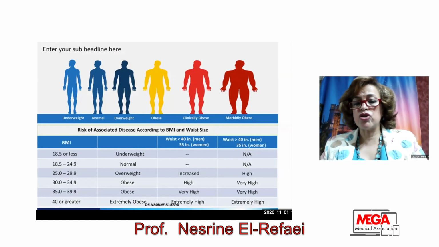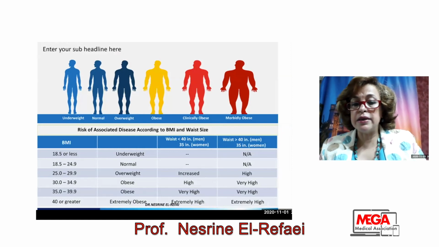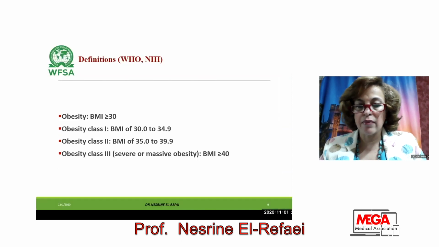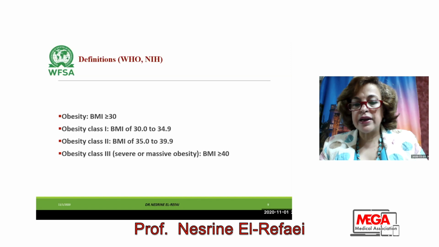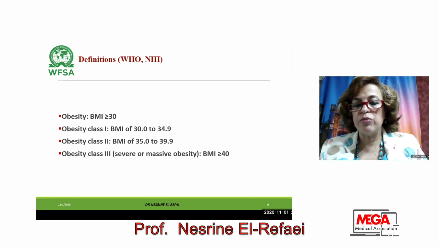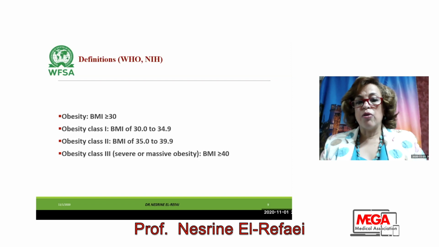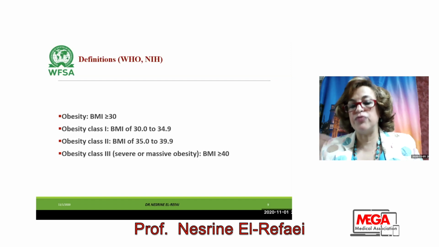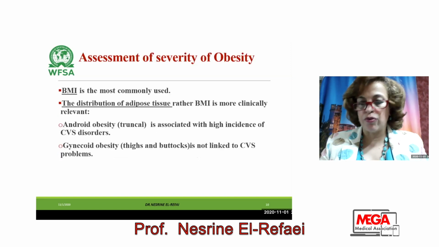This chart shows the risk of associated diseases according to body mass index, weight, and waist size, as we will see. Here is the classification, because sometimes you have to know it, because in the literature they may express obesity as class 1 and class 2. So class 1 is a body mass index from 30 to 34.9, class 2 from 35 to 39.9, and class 3, which is severe, massive obesity, more than 40.